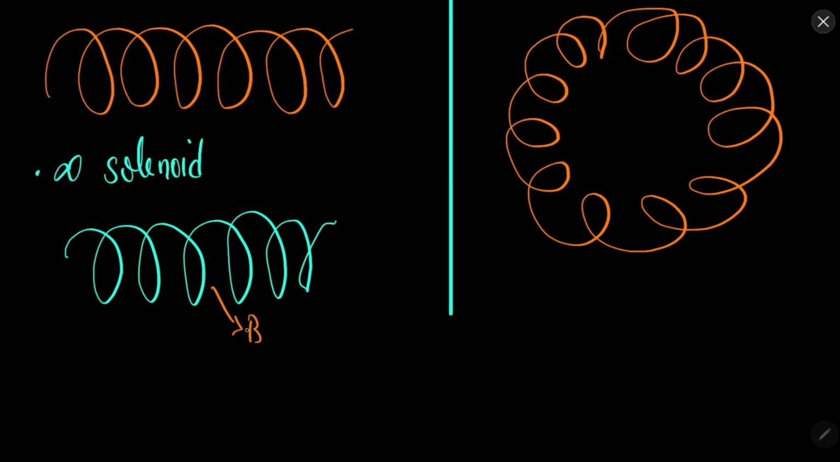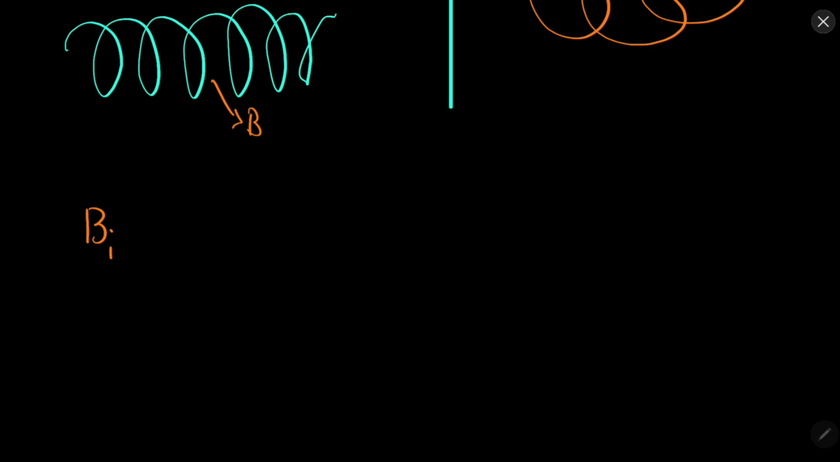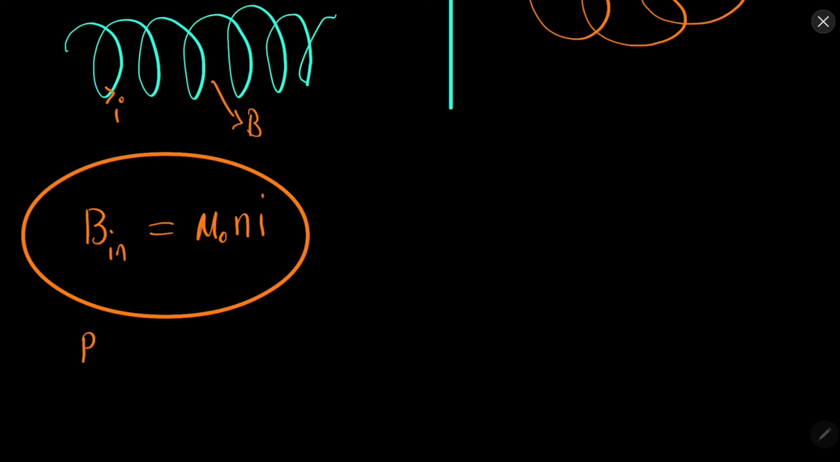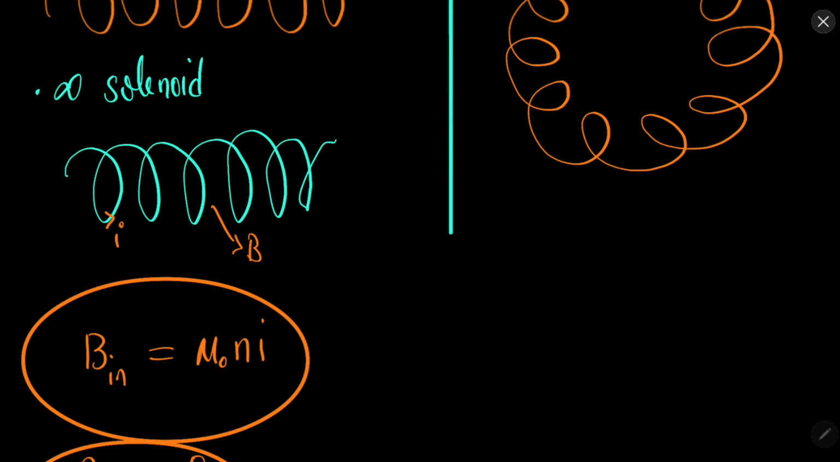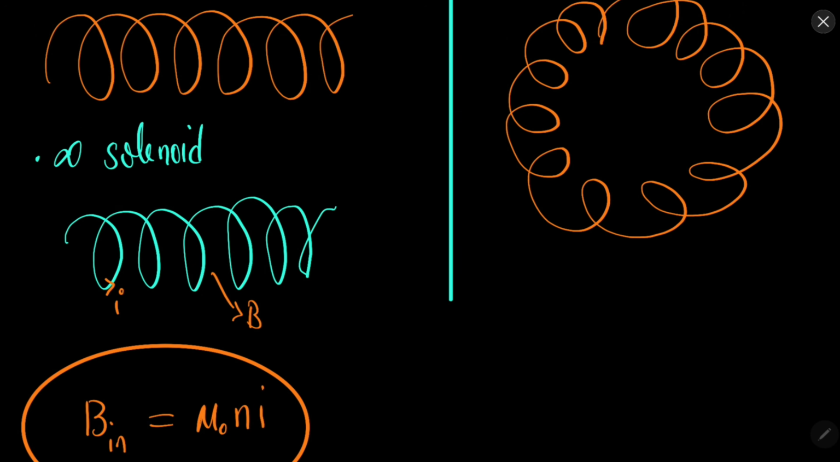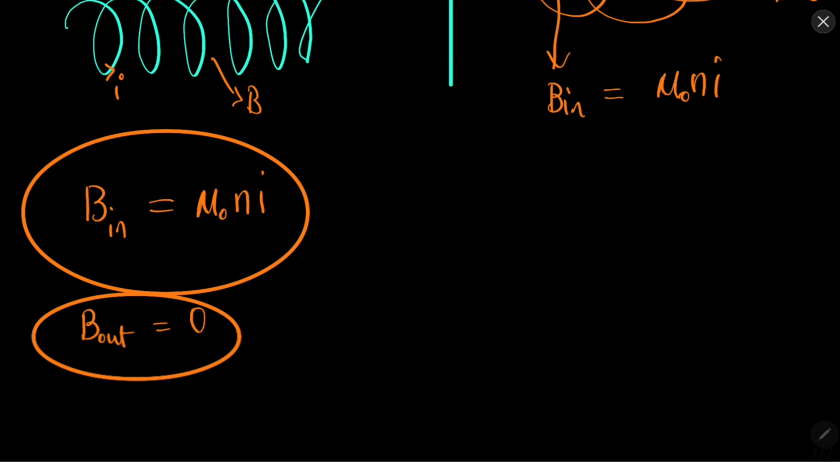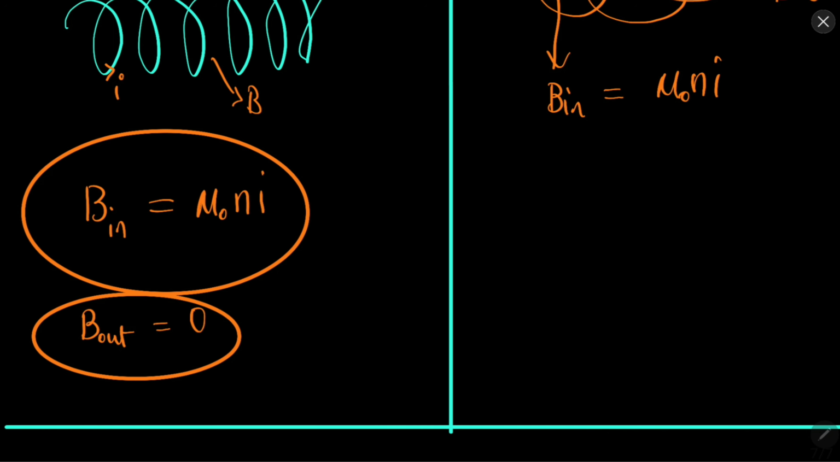So the magnetic field B here will be equal to mu naught n I, where I is the current which is flowing in the coil, and outside the magnetic field will be 0. So in an infinite solenoid this is the case. Similarly in a toroid, inside this region the magnetic field will be mu naught n I, but in this region the magnetic field will be 0, and outside the magnetic field will be 0. So a toroid and a solenoid are coils of wire. If they have current, then they produce a magnetic field.